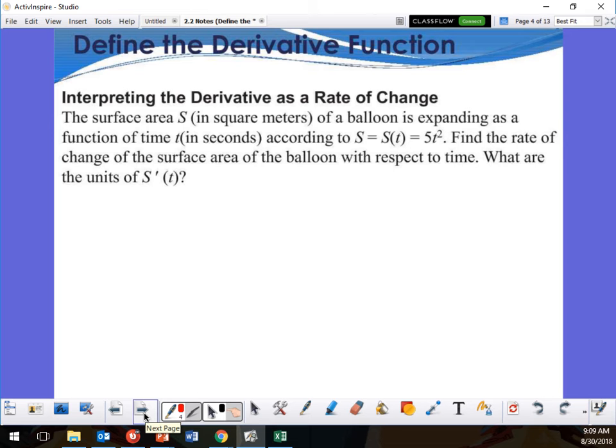All right, so interpreting the derivative as a rate of change. The surface area S in square meters of a balloon is expanding as a function of time, t in seconds, according to S of t, and there's my function right here, okay? Find the rate of change of the surface area of the balloon with respect to time, okay? What are the units? So when I take that derivative, it's going to give me 10t, right? Yes.